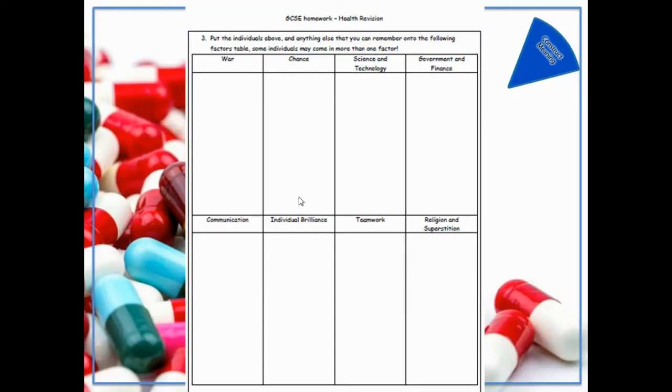So where do these individuals fit in terms of factors? You will notice on your homework this third section about which factors are there an example of. So I'm just going to go through these quite quickly and just try and explain them to you. You might want to pause it and have a go on your own first and then check my answers. Individual brilliance. So we've got Hippocrates, Galen.